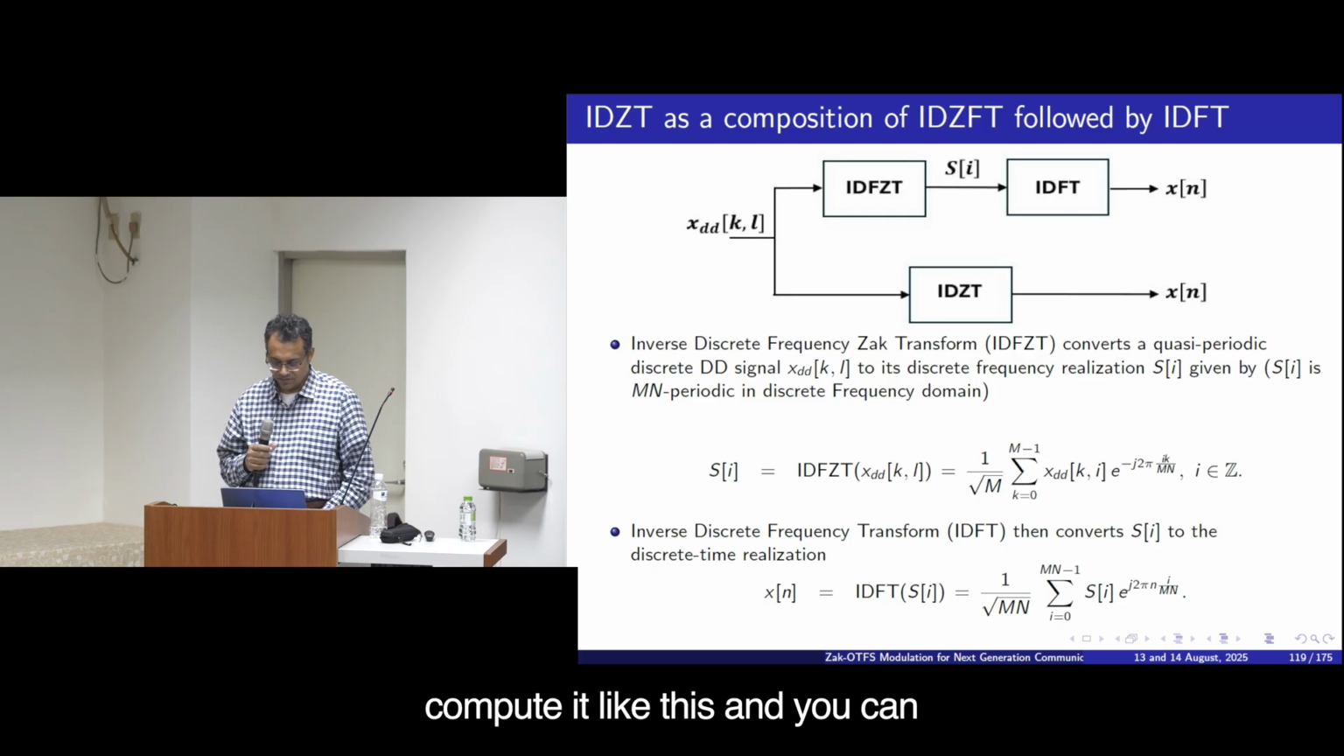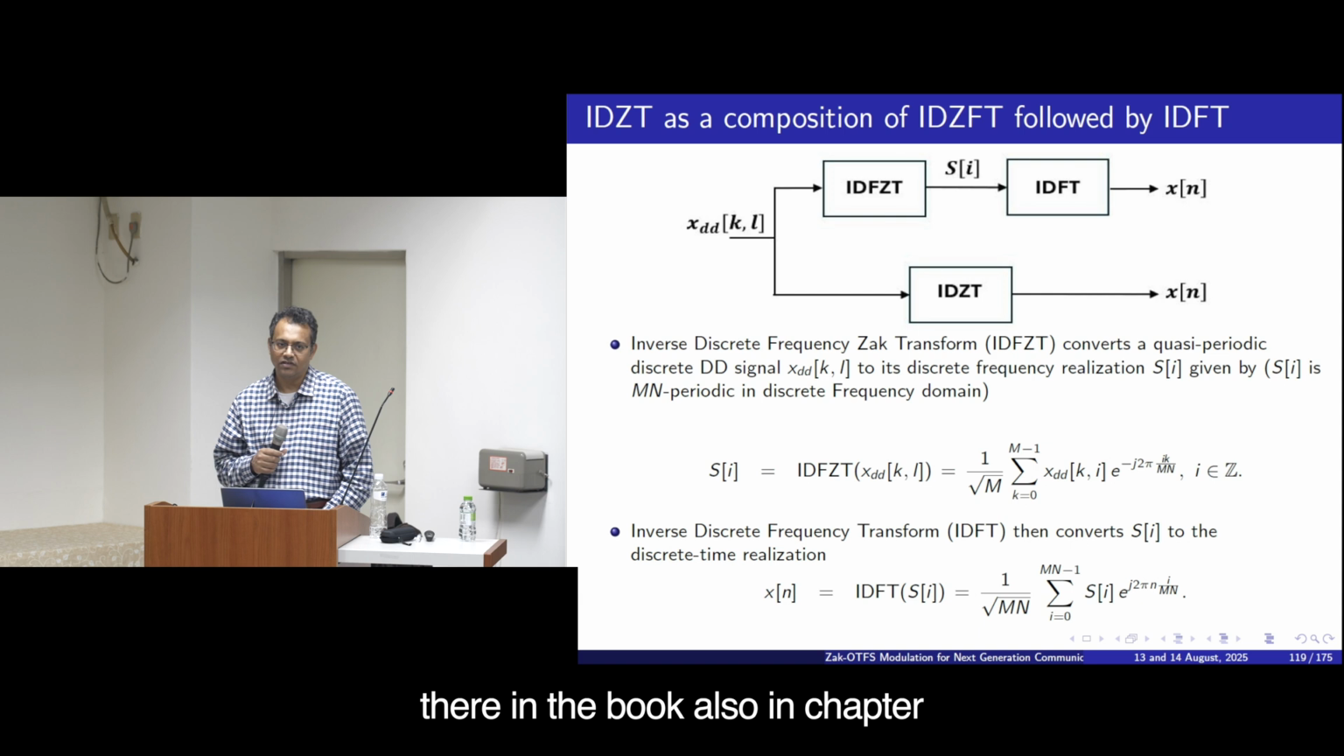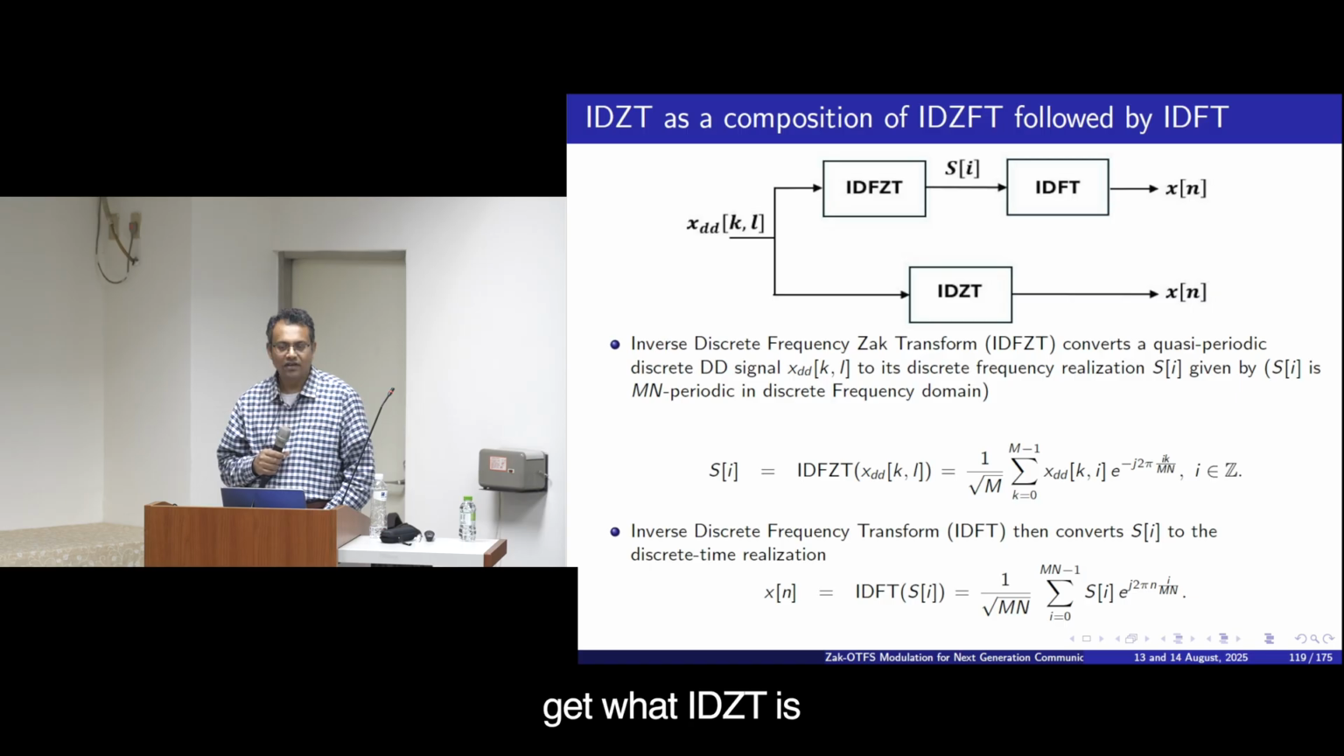You compute it like this, and you can mathematically show it; it's there in the paper. In fact, it's there in the book also in chapter 8. It's very easy to show that if you take the cascade of this and this, you'll exactly get what the IDZT is doing. It will exactly match. I did not include the steps, but it's trivial.